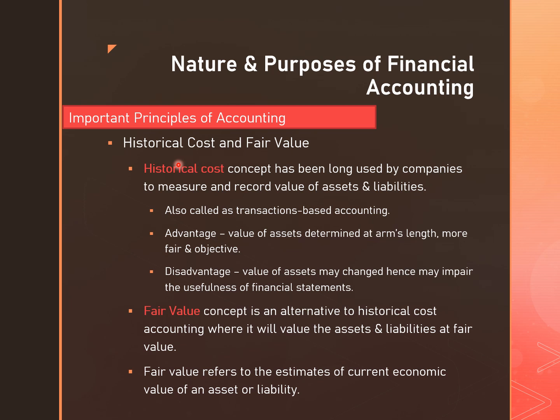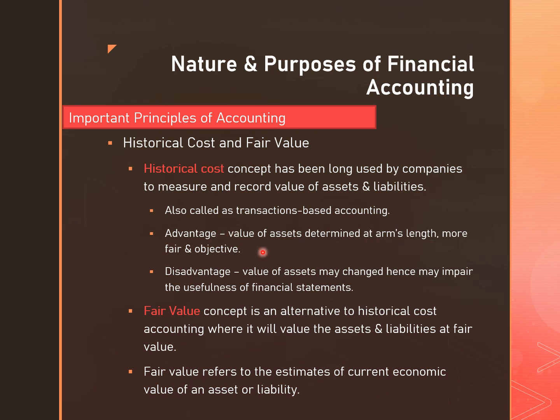Seterusnya, kita nak masuk kepada historical cost and fair value. Yang ni kita dah belajar juga masa part 1. Historical cost adalah konsep yang kita dah lama guna untuk measure dan record value of asset and liability. So, historical cost also known as transaction-based accounting sebab kita record upon the transaction done. So, apa kebaikan historical cost adalah apabila value of asset determined as arm's length, more fair and objective.